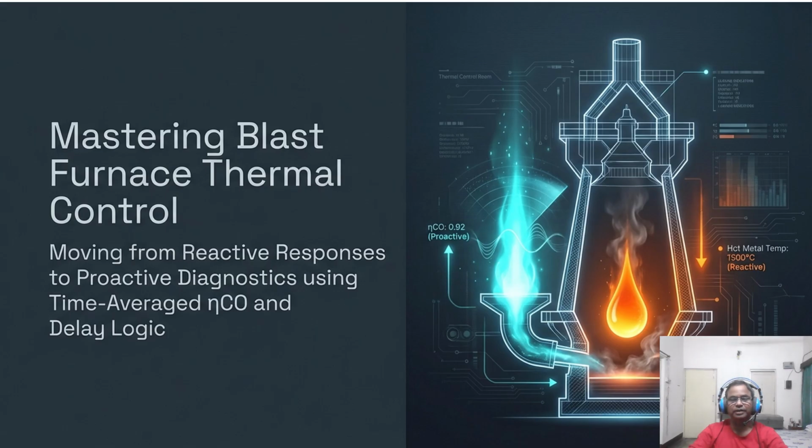If you look at the title slide, you will see a high-tech cross-section of a furnace. Notice the two data points on the right. The orange dots are for the hot metal temperature at 1500 degrees centigrade. That's the reactive side, what we have always used. But look at the glowing blue gas stream on the left. That's our new focus. It has an eta CO of 0.92. That is our proactive indicator.